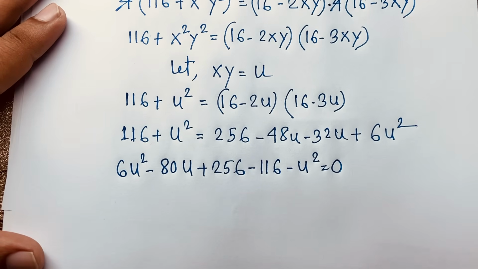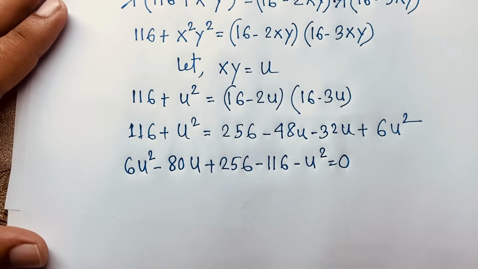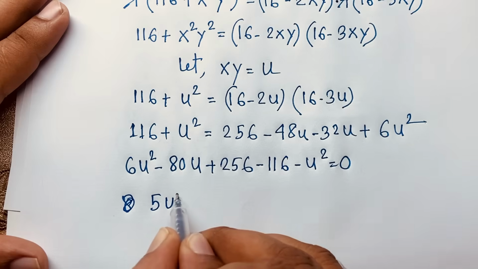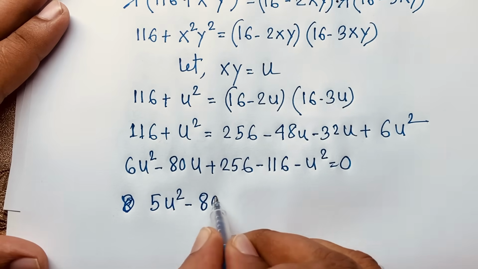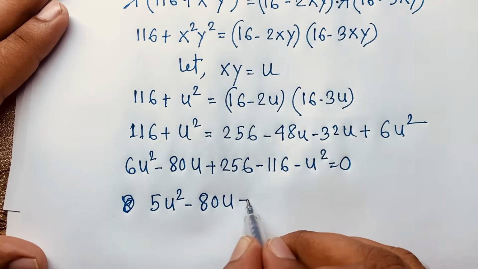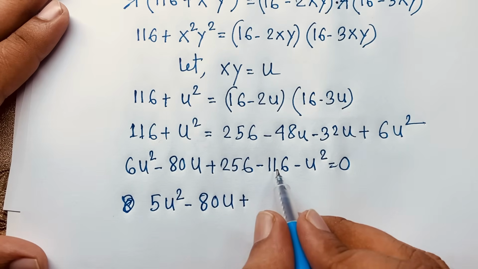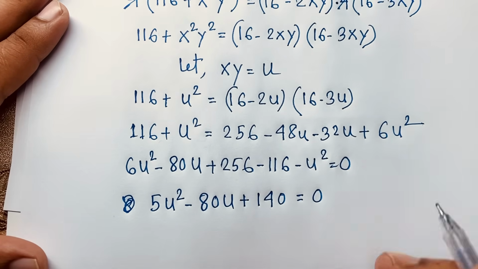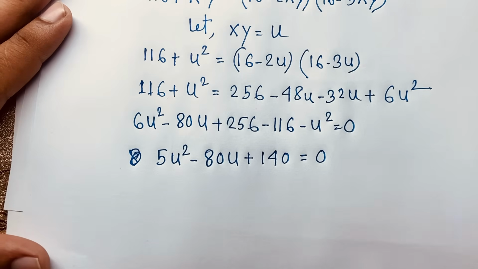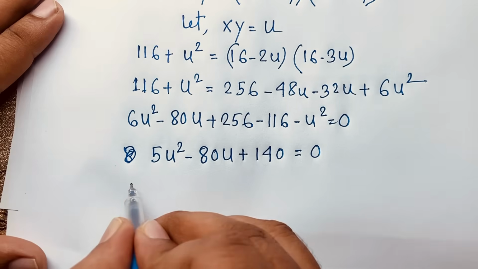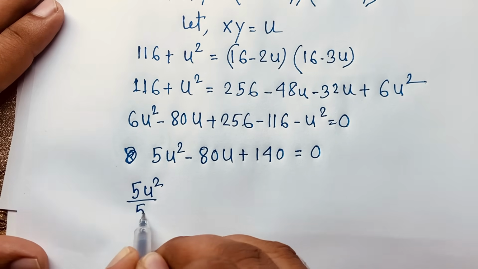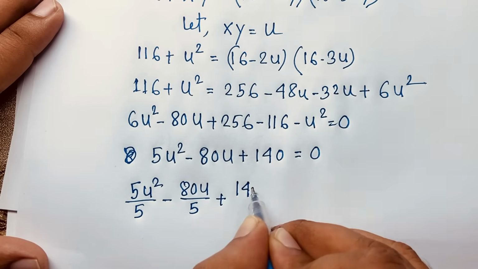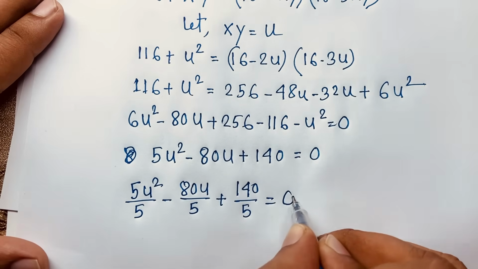Now at this moment we find a nice quadratic equation. Because of that, 6u squared minus u squared will be 5u squared, then here is 80u, and if I subtract 116 from 256, it will be 140. So 5u squared minus 80u plus 140 is equal to 0. Now if I divide both sides by 5, it will be 5u squared divided by 5 minus 80u divided by 5 plus 140 divided by 5 is equal to 0.